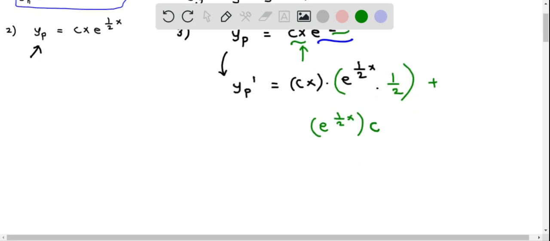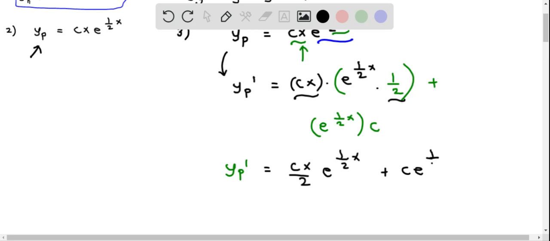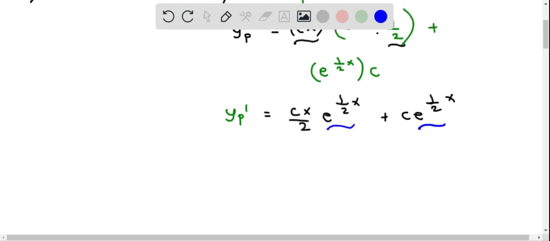Now let's put this in simple form. So here we have yp prime, and this equals, we put this front, that is cx times half is cx by 2, and this is multiplied with e power half x. We then have c times e power half x. Now I'm going to factor this e power half x, which is present in both terms, so that we can write this in factor form.